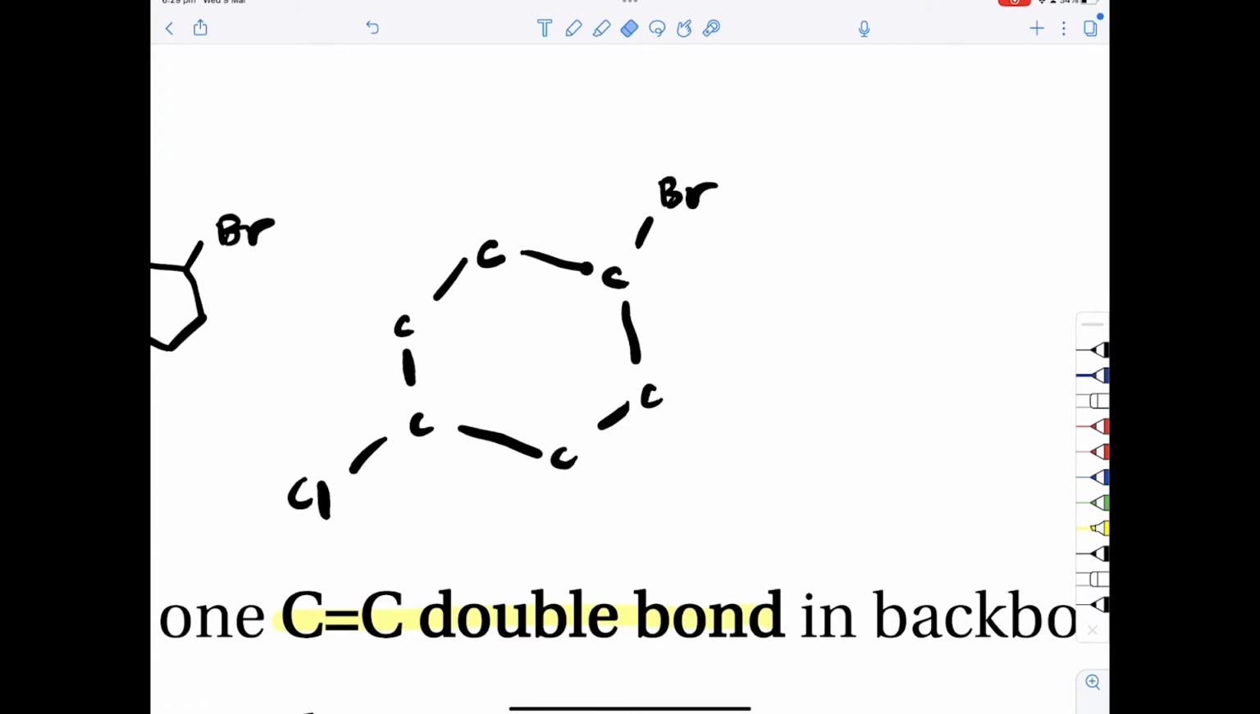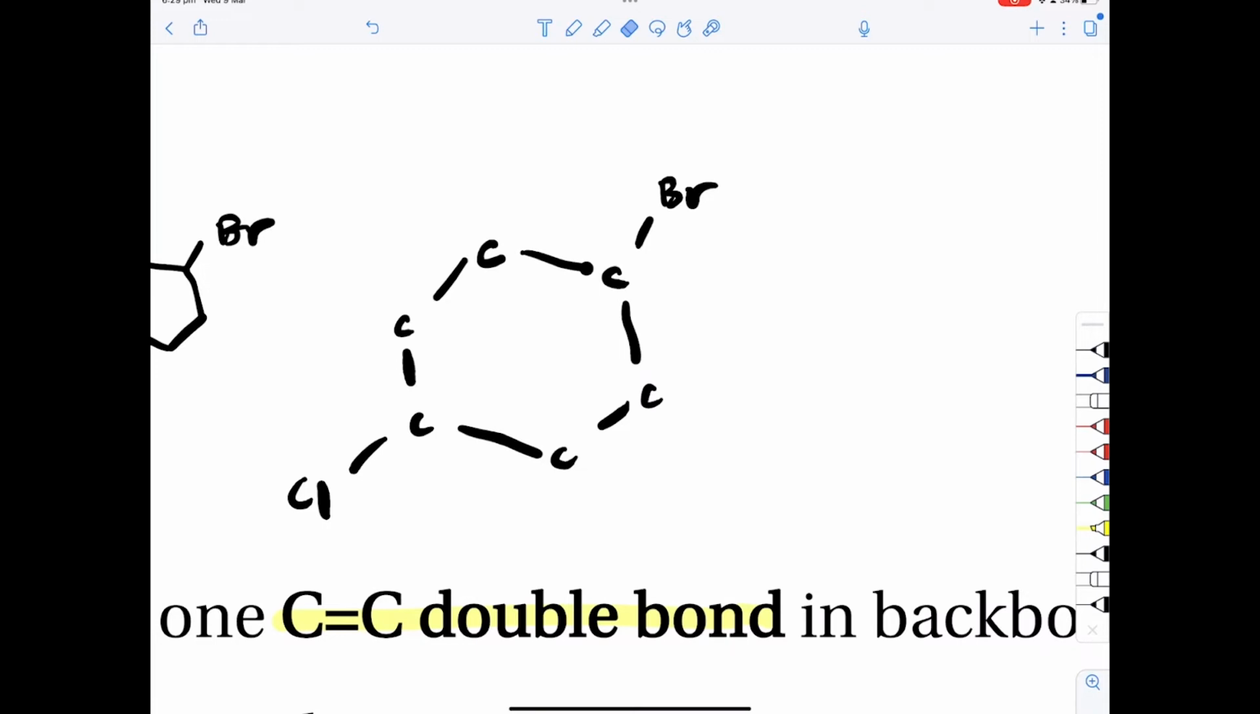Any ideas? Maybe bromo-3-chlorocyclohexane. 1, 2, 3. Sorry, what did you call this? Bromo-3-chloro? I meant 4. So could you repeat the entire name just so I can jot it down? Bromo-4-chlorocyclohexane. 1, 2, 3, 4.